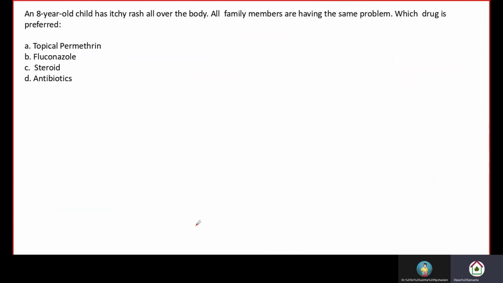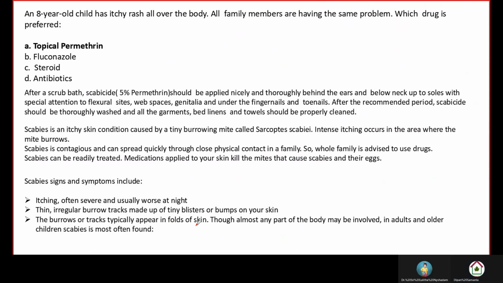Okay, next question. An 8-year-old child has an itchy rash all over the body, and all the family members are having the same problem. Okay, which drug is preferred? Topical permethrin, fluconazole, steroid, or antibiotics. The answer will be topical permethrin. And what is the condition? That is the important thing. This is scabies. Itchy rash all over the body.